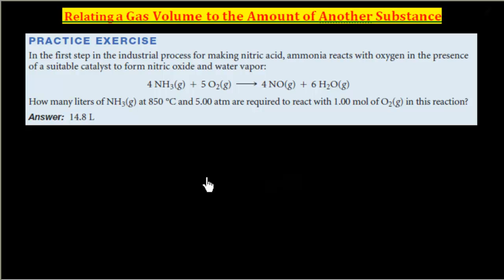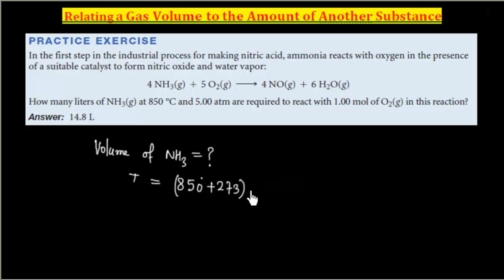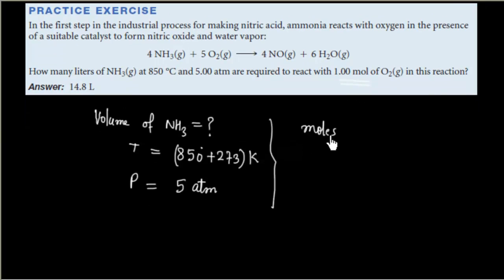So let us tabulate the information that is given. We have to calculate how many liters of ammonia, so we have to calculate the volume of NH3. We have been given the temperature for ammonia, that is 50 degrees centigrade, so we have to convert it into Kelvin. The pressure for ammonia is given, that is 5 atmospheric pressure. Apart from this, we have also been given the moles of oxygen, that is 1 mole.